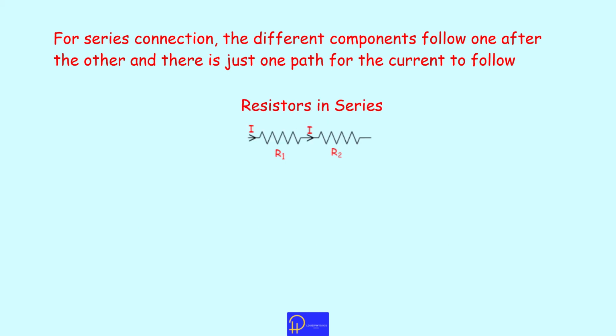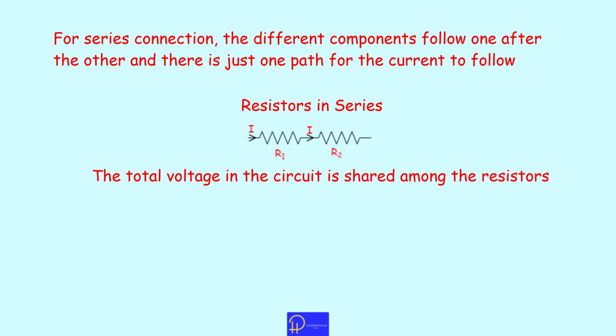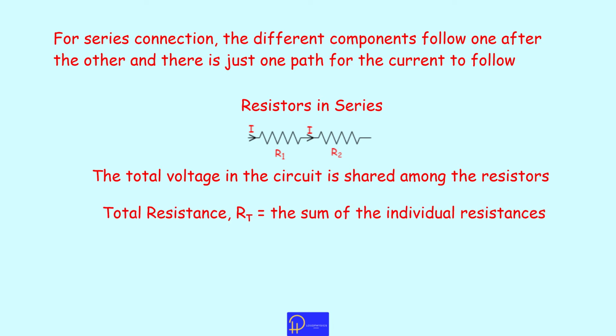Then we have resistors in series. Again, one resistor follows the other, and we have the same current flowing through the circuit when they are connected in series. The total voltage in the circuit is shared amongst the resistors, and we'll learn more about this as we move on. How then do we find the total resistance when resistors are connected in series? The total resistance is the sum of the individual resistances. Therefore, the total resistance will be R1 plus R2. For n number of resistors, we add all the individual resistances to give us a total resistance.